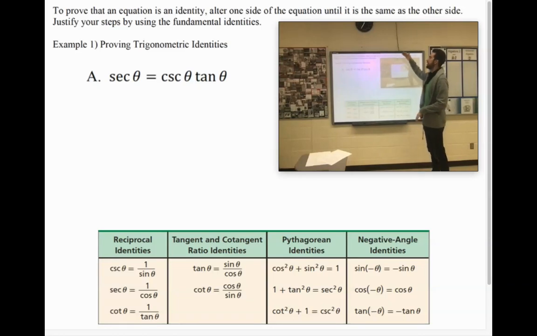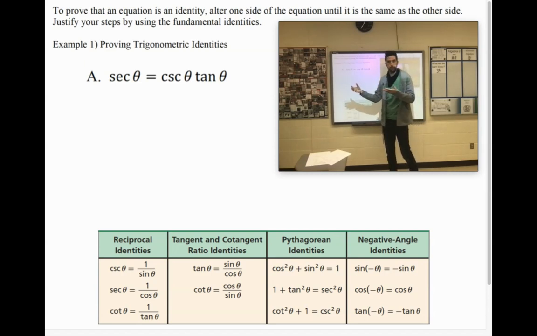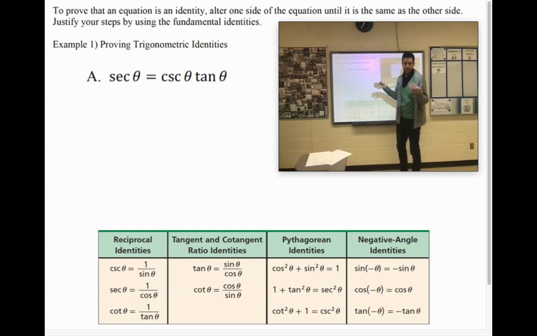To prove that an equation is an identity, you need to alter one side of the equation until it is the same as the other side. So pick a side, work on it, and then get it to match up with the left side of the equation. These are actually kind of fun. It's kind of like a puzzle almost. You don't always need to do it the exact same way that your friend did it, and you can still come out with the same answer, right? Which is fun.